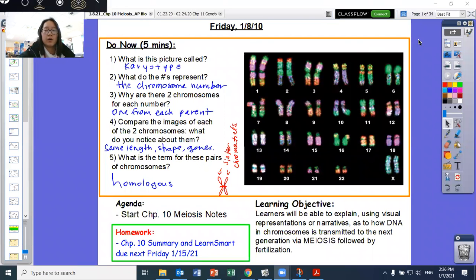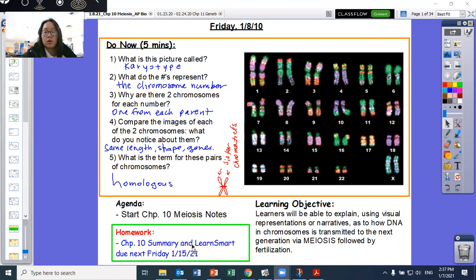Okie dokie. So we are actually going to start a new chapter, and that's going to be the chapter on meiosis. So we're going to do part 1 of the notes today, and we're going to have the homework of doing the chapter 10 summary and Learn Smart that's paired with this material, and that's going to be due by next Friday. It's going to overlap a little bit with us starting the next chapter or unit, but that is okay.